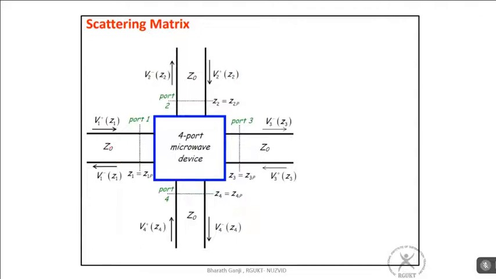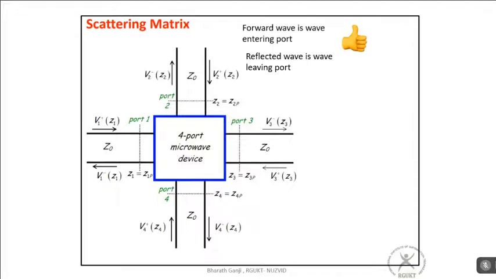So before defining a scattering matrix, there are some things which you need to clear yourself. Usually the forward wave, what is a forward wave? A forward wave is always a wave that is entering into the port. And what is a reflected wave? A wave which is leaving the port, right? I guess you will agree with that. So can you tell me what is a forward wave in port 1?